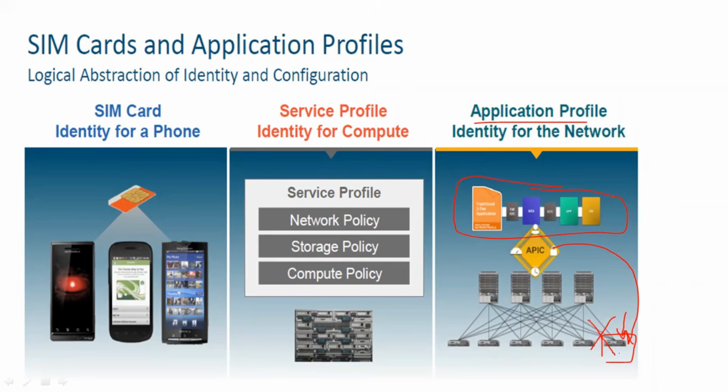Now if this leaf goes down, just replace it with some other RMA leaf and connect it to the spine, and the APIC will push the same policy to this leaf, with the same name and the same everything, right? So you don't need to do this configuration again. APIC will take care of that.